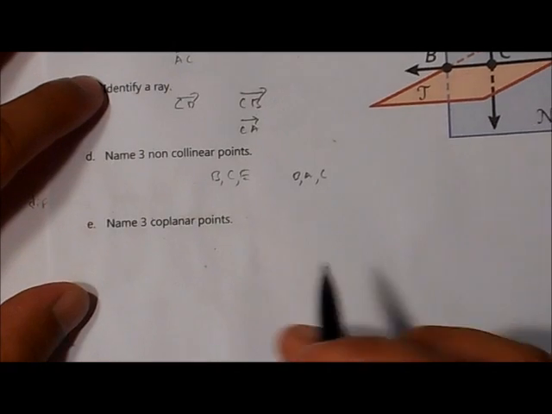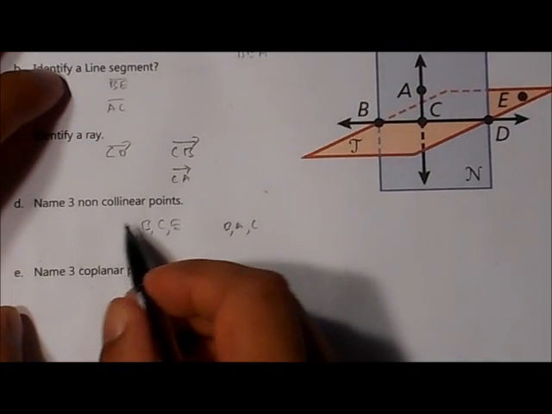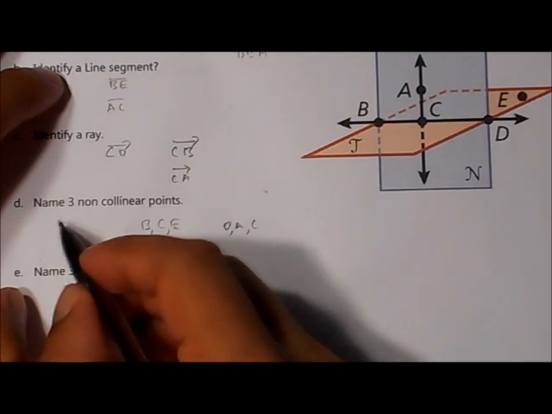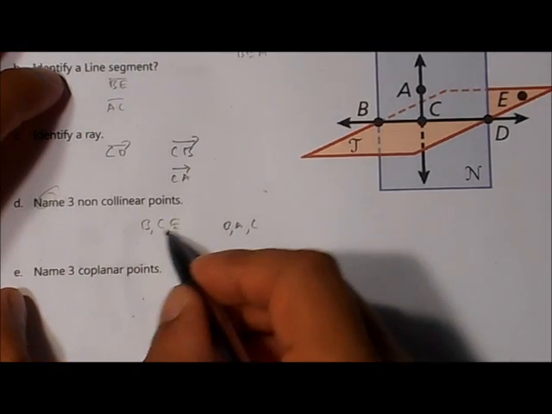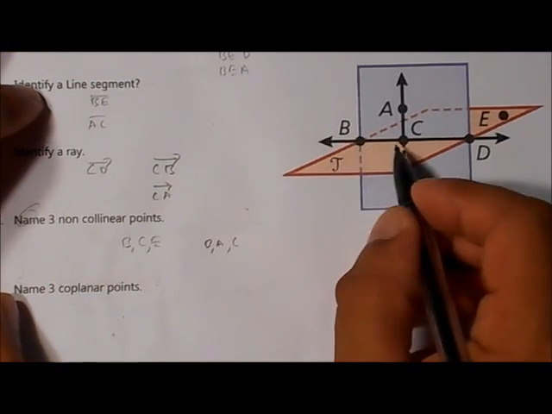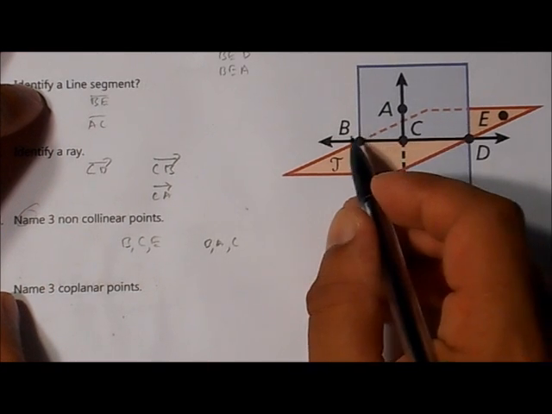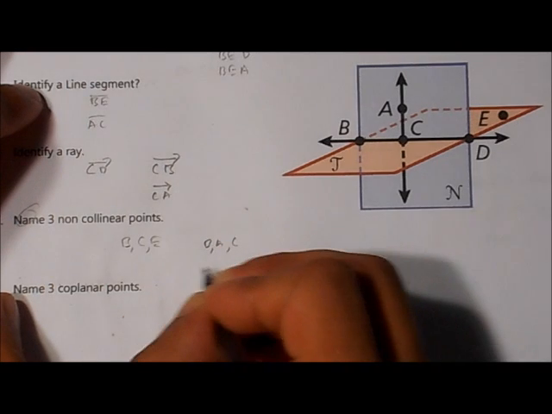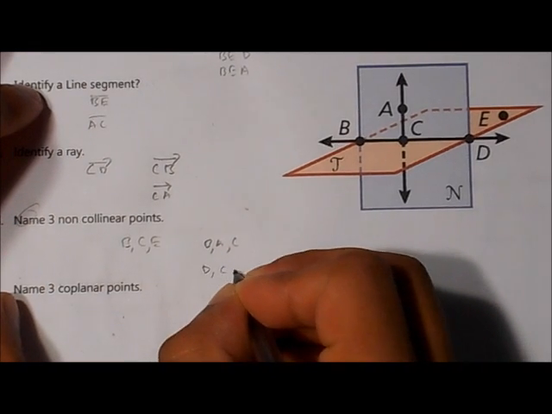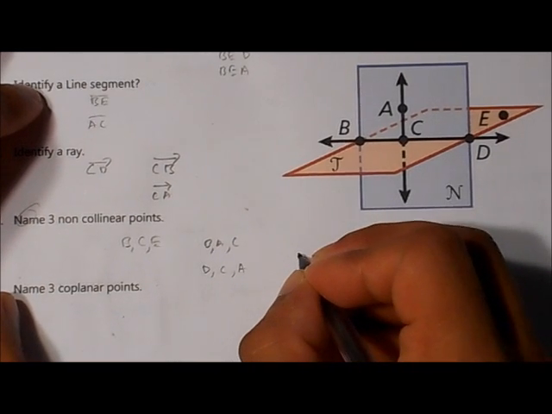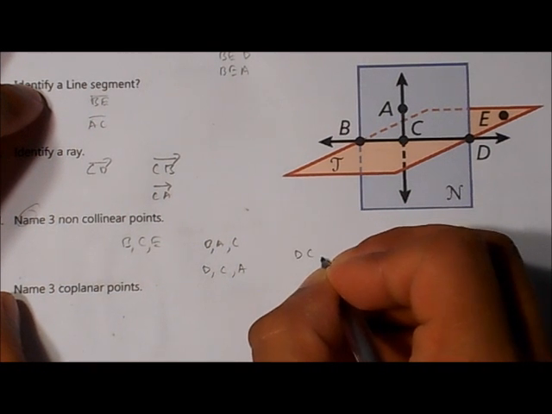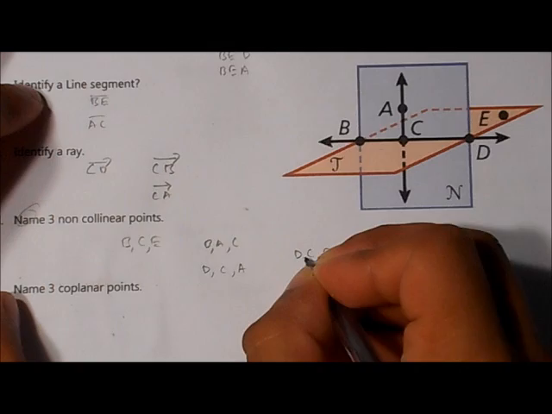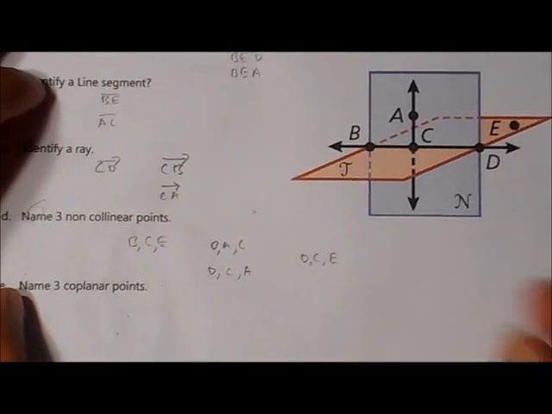Alright, so we're stopped at, we had 3 non-collinear points. Whenever you're asked to name 3 non-collinear points, you don't put them together. So we have BCE, BAC. We can also use DCA, or what else can you think of? DCE. You can use either one of those, so it'll be correct.